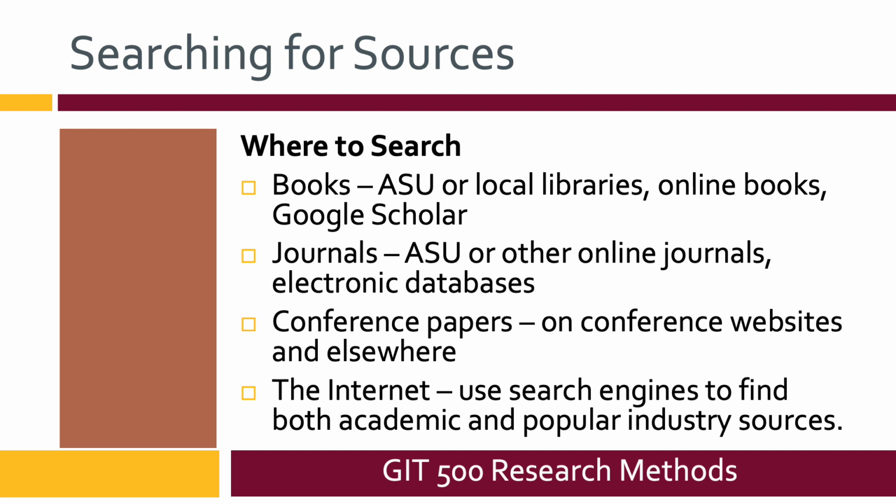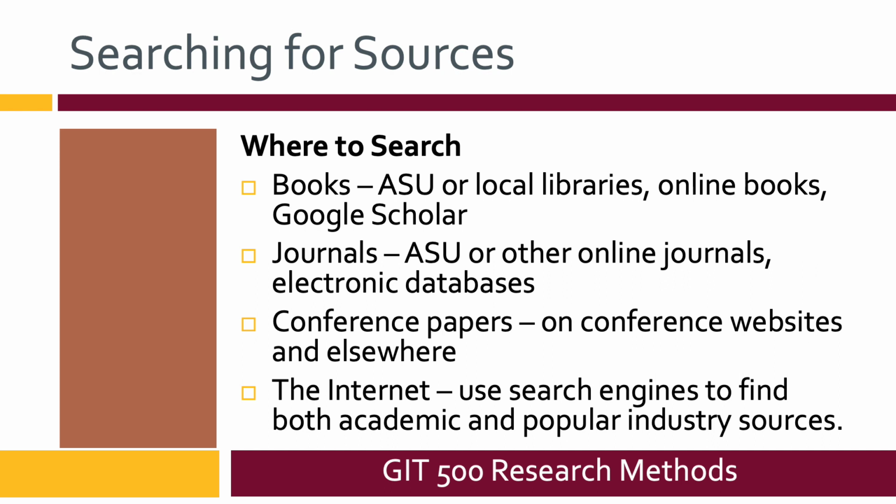You'll find them other places, but if you can't access them, try it through the ASU library website once you've logged in, and you should be able to get to it. There's lots of electronic databases outside of that as well. Conference papers where people have gone and spoken. They've also written a paper that they presented. Those are really good sources, and those are typically on conference websites, although they do show up as journal articles for some conferences. And then the internet.